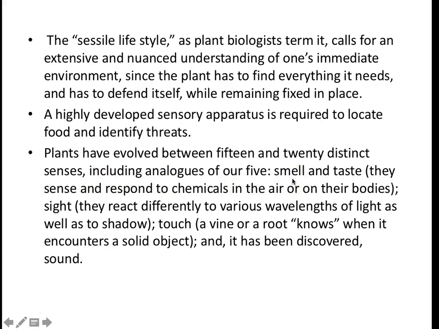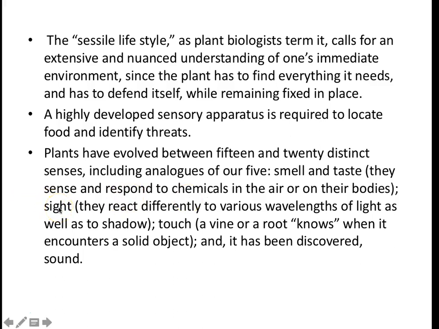Smell and taste. These are the chemicals that are in the air or chemicals in the soil. And they have receptors, and they use the receptors the same way that our nose uses receptors to smell and our tongues use receptors to taste.